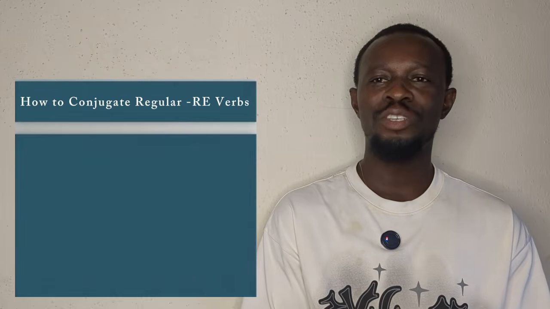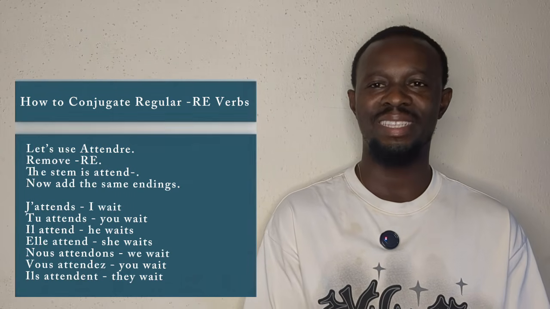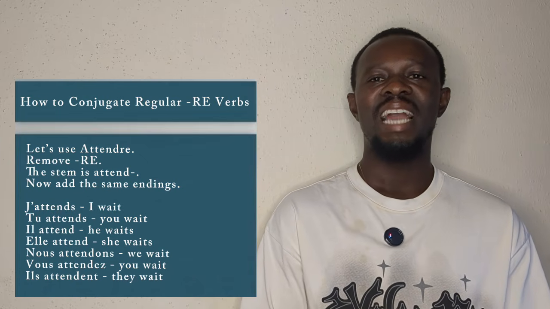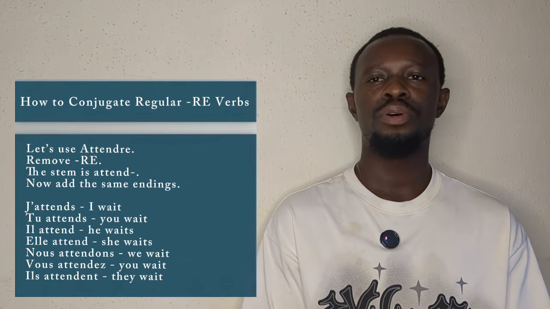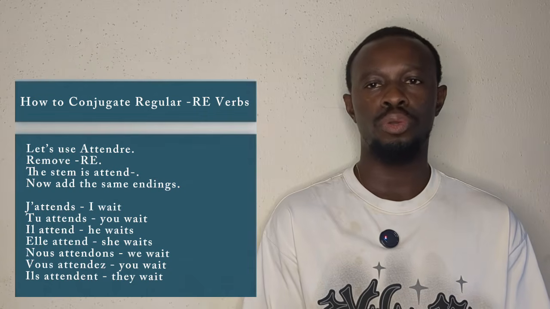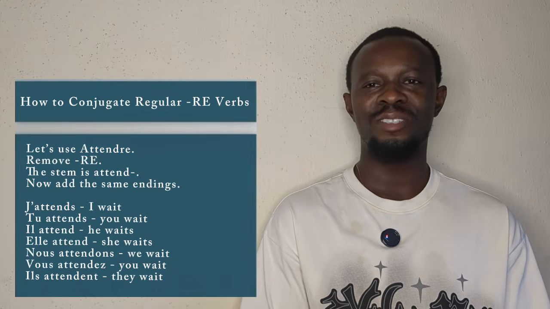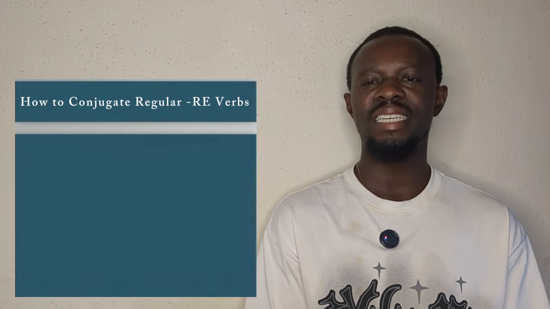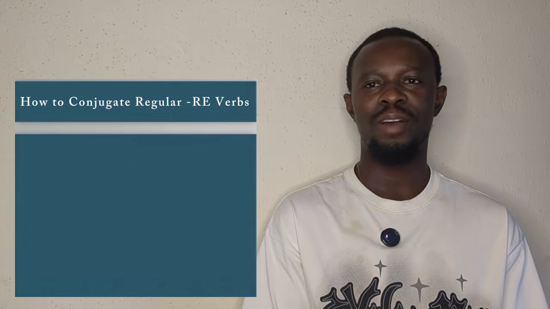Now, let's try to conjugate another verb. Let's use the verb attendre, which is to wait. First thing, we get our stem by removing the RE, and then we add our endings. And it gives us j'attends, tu attends, il attend, elle attend, nous attendons, vous attendez, ils attendent, elles attendent. So remember, for je, tu, and il, elle, the D is silent. And for the plural, the ENT is not pronounced.